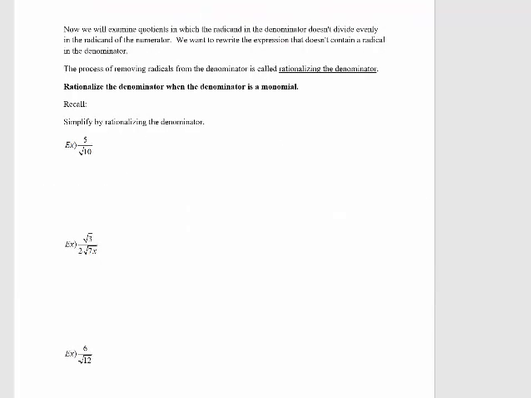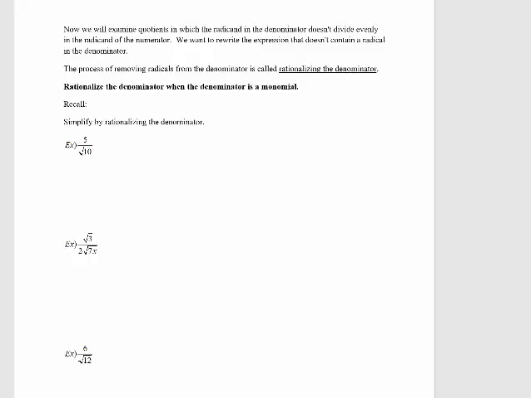So the next part in this lesson, we will examine quotients in which the radicand in the denominator doesn't divide evenly into the radicand of the numerator. We want to rewrite the expression so that it doesn't contain a radical in the denominator. The process of removing radicals from the denominator is called rationalizing the denominator. All right, so first off, we're going to rationalize the denominator when the denominator is a monomial.